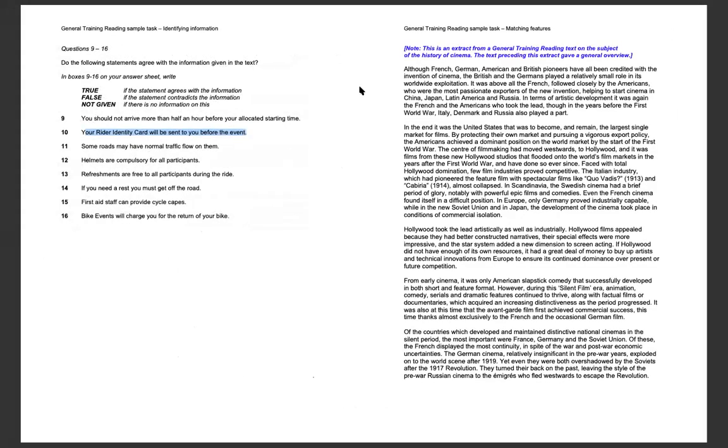Let's do the next one. Let's do the second question, second statement then. Your rider identity card will be sent to you before the event. They can write it as will be brought to you, will be given to you before the event. So where are our qualifying words? Before is our qualifier. Before the event, that means before the beginning, before it starts. So before the event, what will happen? Rider identity card will be sent to you. That means given to you, taken to you, something similar.